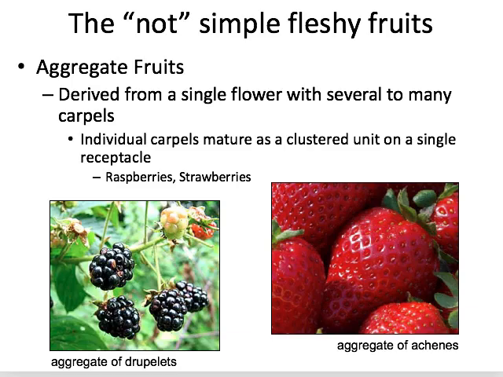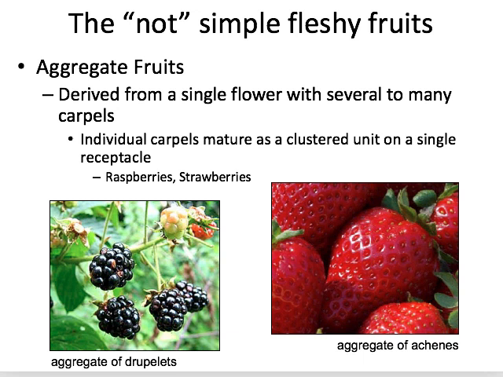So what about the not so simple fleshy fruits? First, the aggregate fruits. These are derived from a single flower with several to many carpels. These individual carpels mature as a clustered unit on a single receptacle. So examples include raspberries and strawberries and blackberries. So a blackberry and a raspberry is simply an aggregate of drupelets, and a strawberry is an aggregate of achenes.